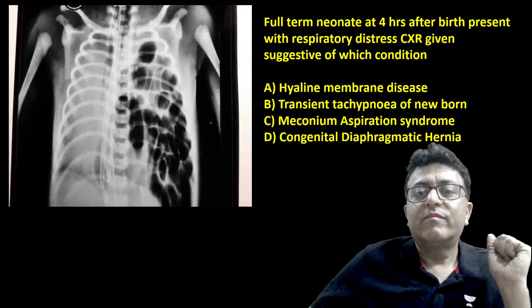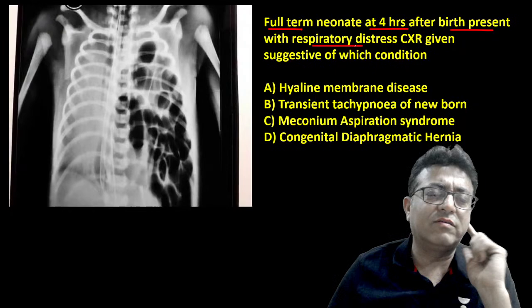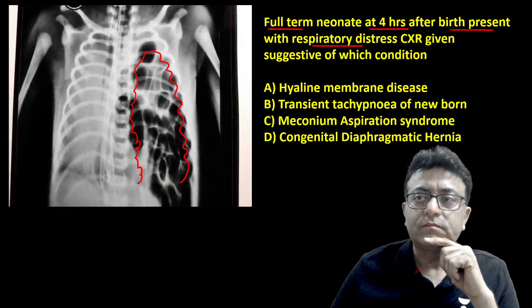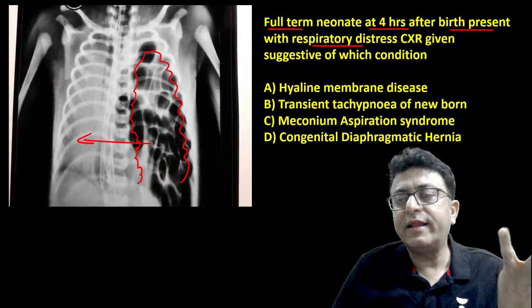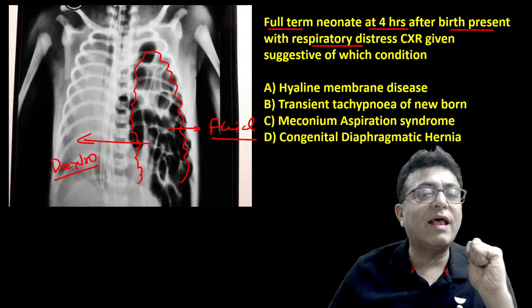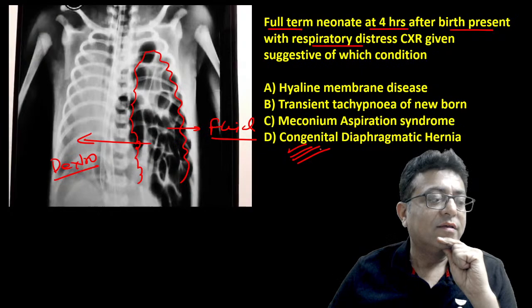A full term baby with respiratory distress at 4 hours. If we see the X-ray, what are we seeing here? These are bowel loops. Where is the heart? Heart shifted here. Dextro position of the heart. This is fluid level in the thoracic cavity. This is the classical X-ray of congenital diaphragmatic hernia.